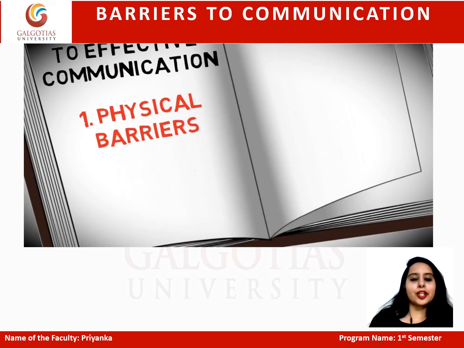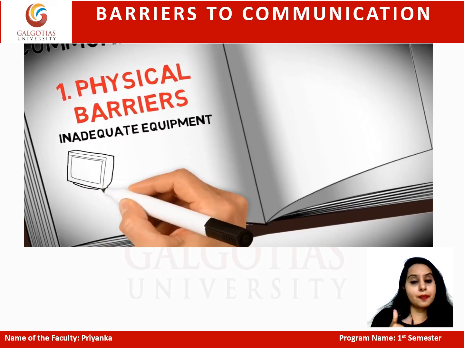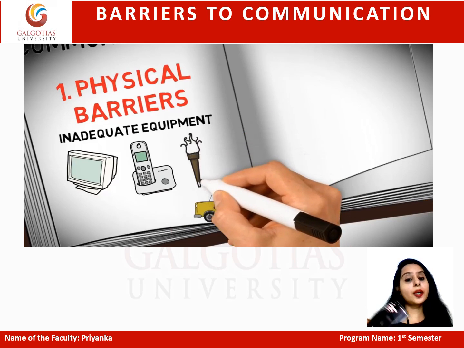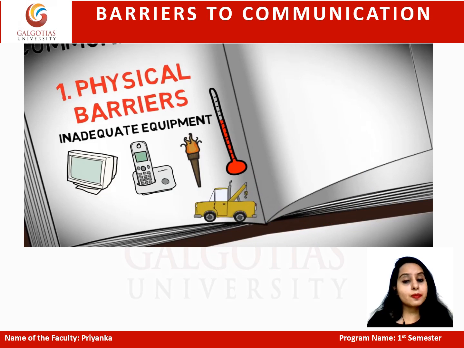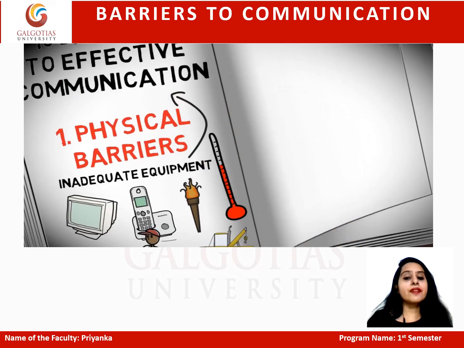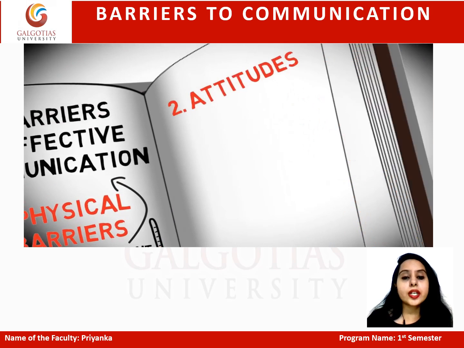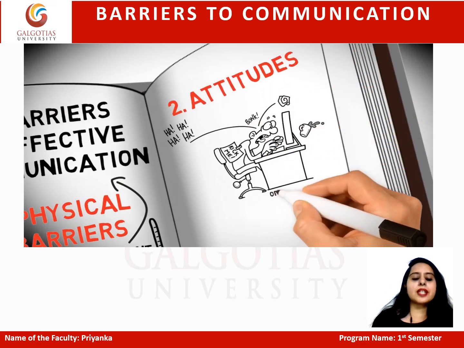Barriers of communication. So we have 10 barriers to effective communication. 1. Physical barriers. When we do not have adequate equipment, we want to take online classes but we cannot, because we need a smartphone for that. We need a thermometer to check the temperature. We need a system to record our videos. So the first barrier to effective communication comes at the physical level.